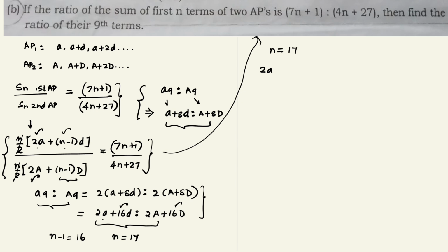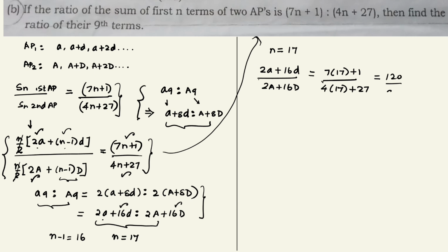So that makes it 2a plus 17 minus 1, which is 16 small d, divided by 2 capital A plus 16 capital D. That would be, in place of n, on the right hand side also substituting, 7 times 17 plus 1, the whole divided by 4 times 17 plus 27. So this becomes what? 7 into 17 is 119, plus 1 is 120, divided by 95. 68 plus 27 is 95.